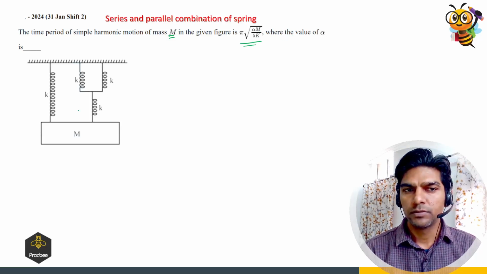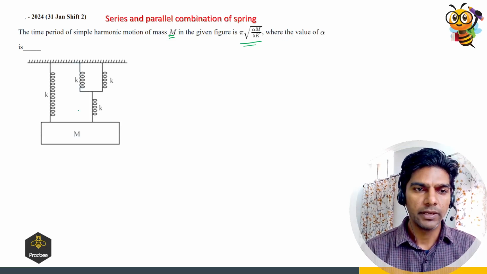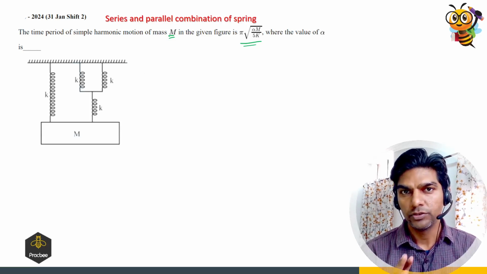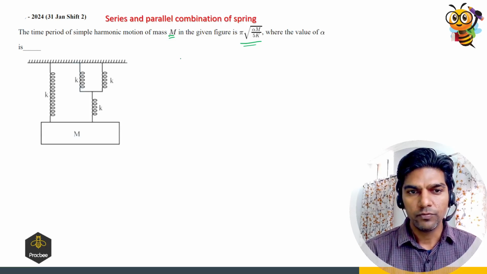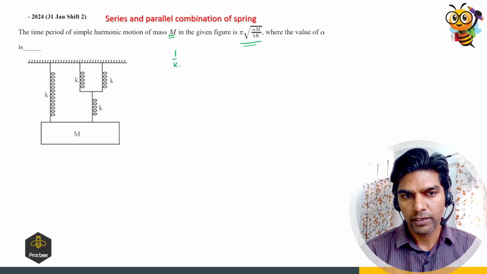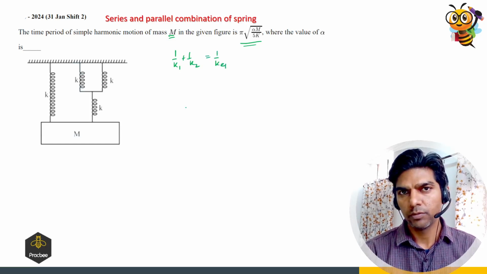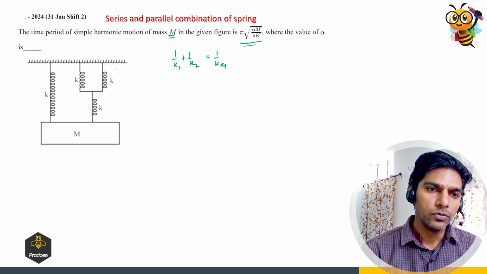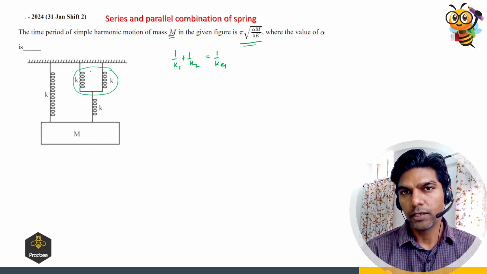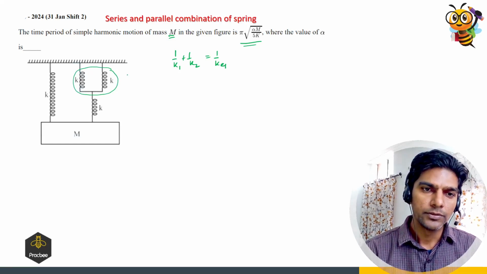Now here we have a series and parallel combination. This is another problem type, series and parallel. When we have springs in parallel, we add the spring constants. But if we have springs in series, then we write 1 by k1 plus 1 by k2 equals 1 by k equivalent, right? Or if there are more than 2 springs, then the 1 by k3 term will also be added. So we can say these two springs are in parallel. First we have to find the equivalent spring constant for this system. So this comes out to be 2k because they are in parallel.